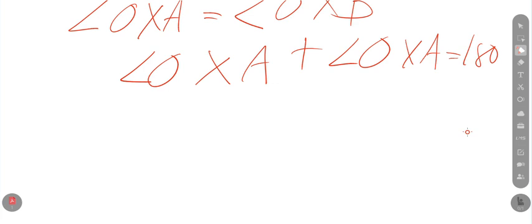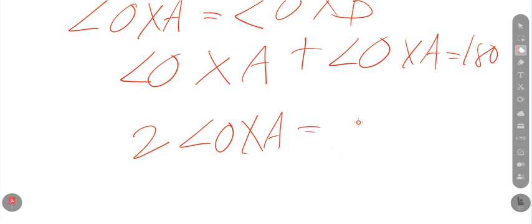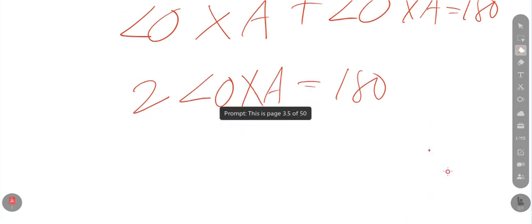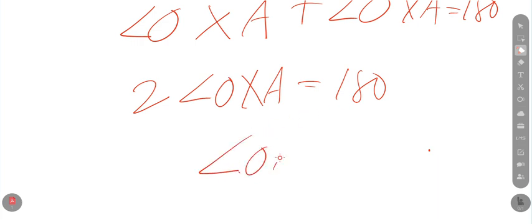Then that's going to be 2 times angle OXA equals 180. Dividing both sides by 2, we get angle OXA is 90 degrees.